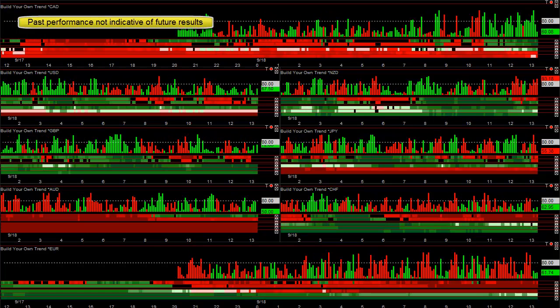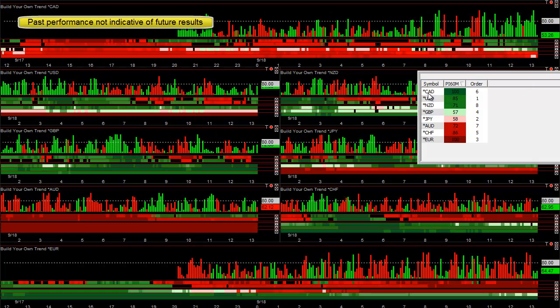You can use our sortable currency meter, and you can see the CAD, dollar, New Zealand, and pound are the four strongest. The weakest today is the euro. It's going down against 100% of other pairs over the last hour. Swiss, Australian, and yen are also weak.